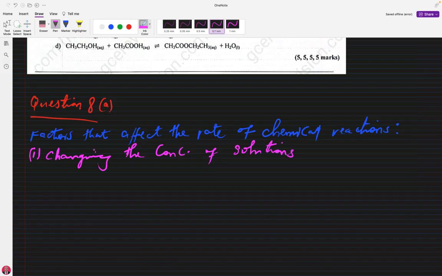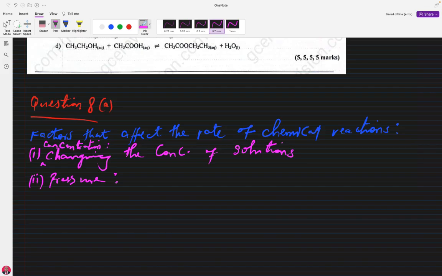Now, 2, you can say concentration. You can say changing the concentration of a solution. You can say 2, pressure. And pressure goes only with gaseous reactions.